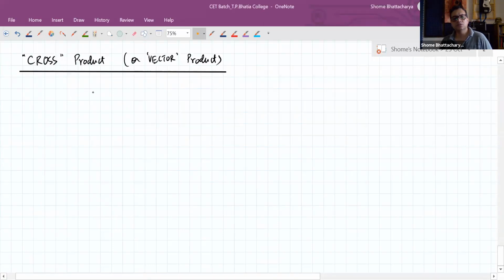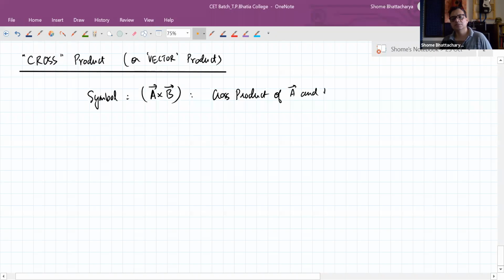So the symbol used for this operation is this kind of symbol. This is read as cross product of vectors A and B. Now the definition of this cross product is that it is equal to AB sine theta multiplied by a unit vector called n cap.